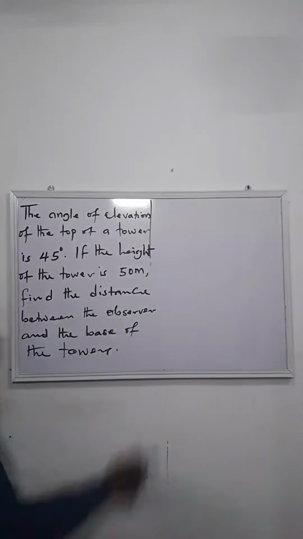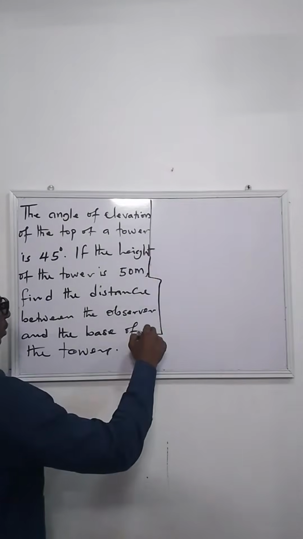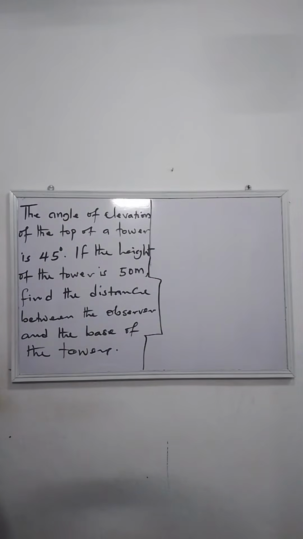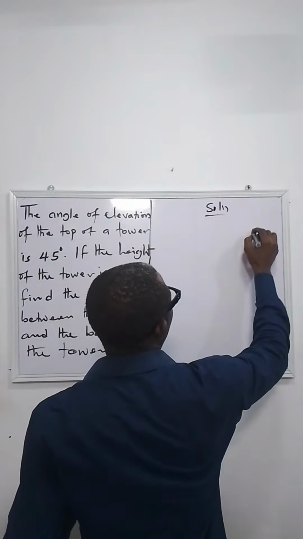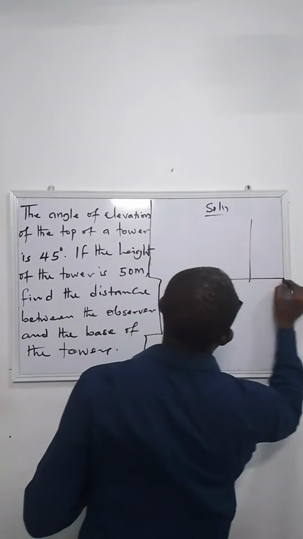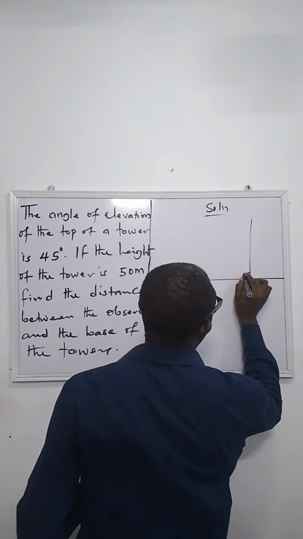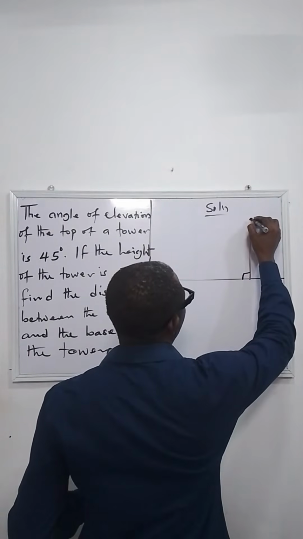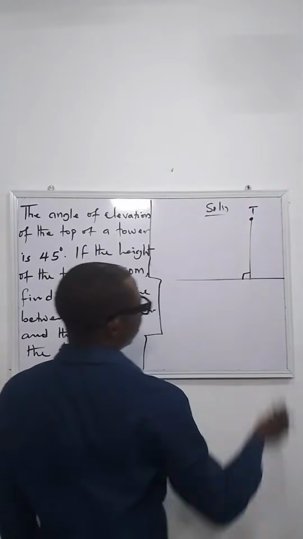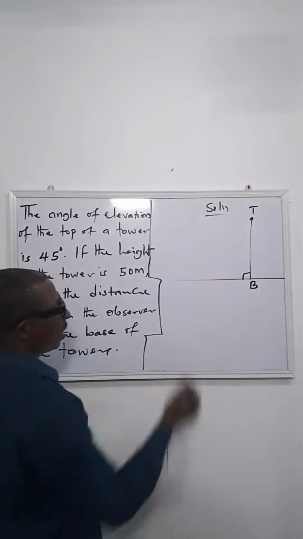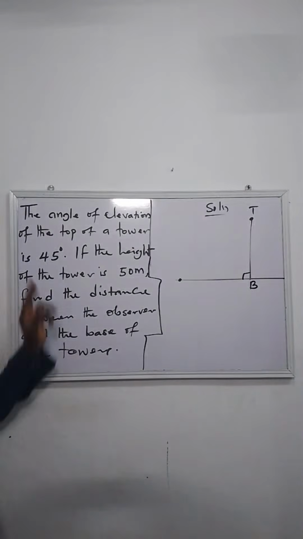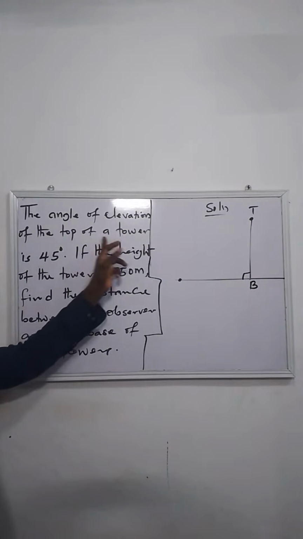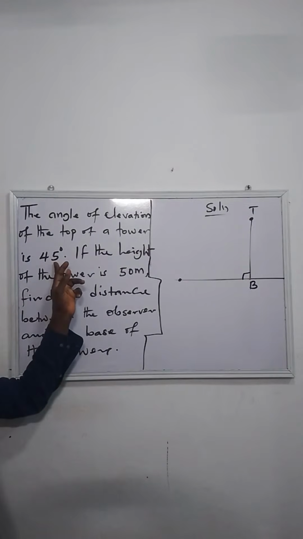Okay, now let's look at it together. The question is talking about a tower. A tower is always on the ground and it's always perpendicular to the ground. So this is the tower, and this is the top of the tower. Let's call it T. This is the base of the tower. So we have an observer here. The question says that the angle of elevation of the top of the tower is 45.